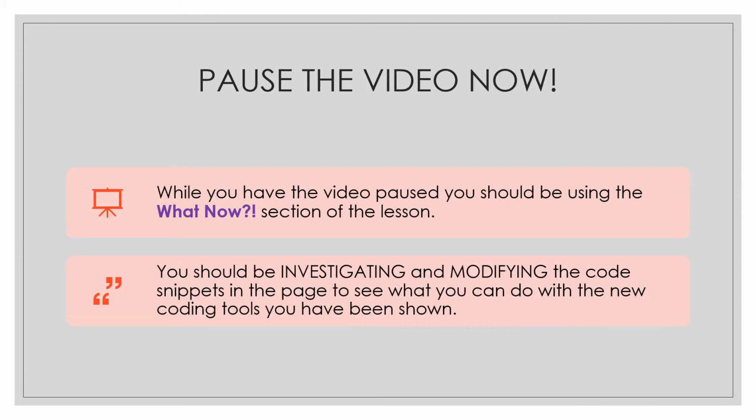Now make sure you're in the What Now page section of the lesson. Then investigate and modify the snippet that you have on there, the trinket that's on there. Play around with it, see what you can do, experiment. Don't be afraid to make mistakes. Pause the video now, come back when you've done that.